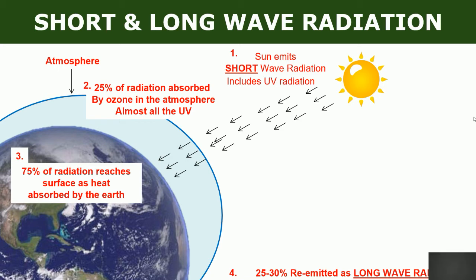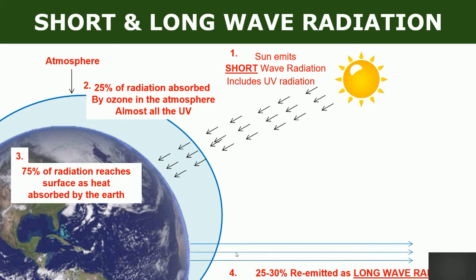wave radiation. So, okay, just to reiterate, short wave radiation comes in. Some of that gets absorbed by the ozone, so the UV is mostly taken out, and then 75% reaches the Earth, and then about a third of that is re-emitted as long-wave radiation. So short-wave radiation in, re-emitted long-wave radiation out. Okay? So 30% is a pretty low number. And that is because something else is happening in the atmosphere.